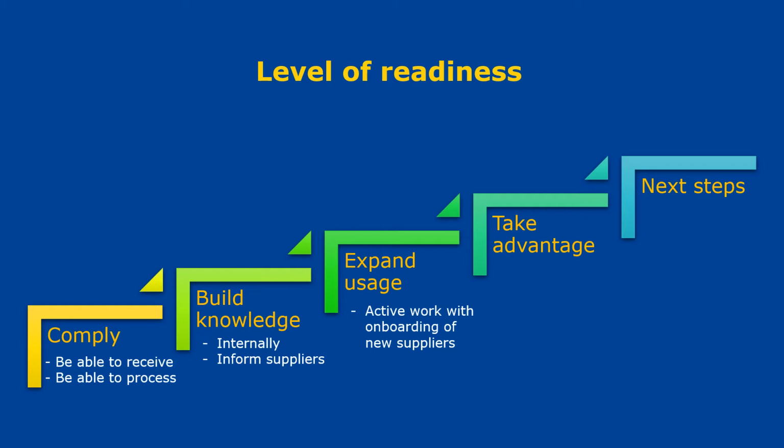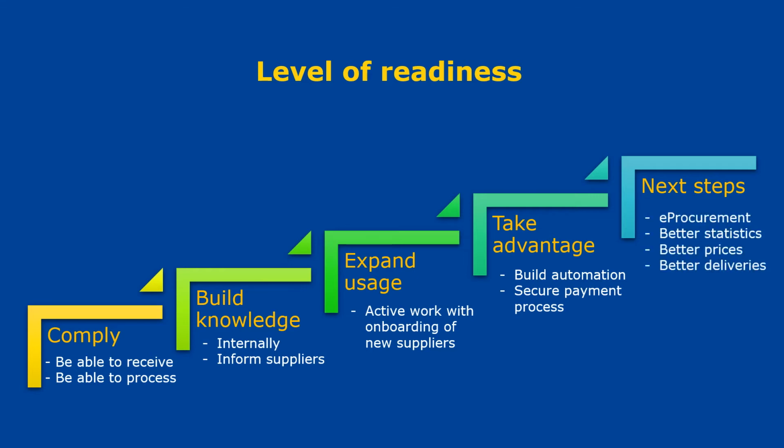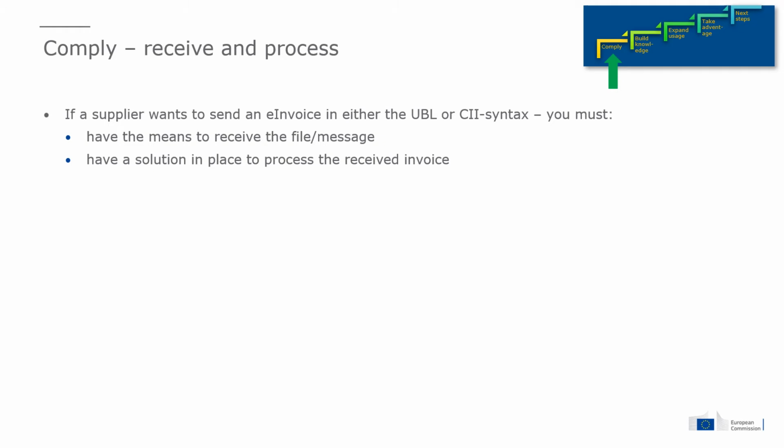And when you get more and more suppliers onboarded, you can start to take advantage of the e-invoicing by building automation, get a secure payment process, and so on. And then finally, the next step could be to also start using e-procurement, e-ordering, and by that getting better statistics, better prices and deliveries, and so on. And it's a stepwise approach. You need to at least comply, but then to get advantage of your investments, you also need to work on this.